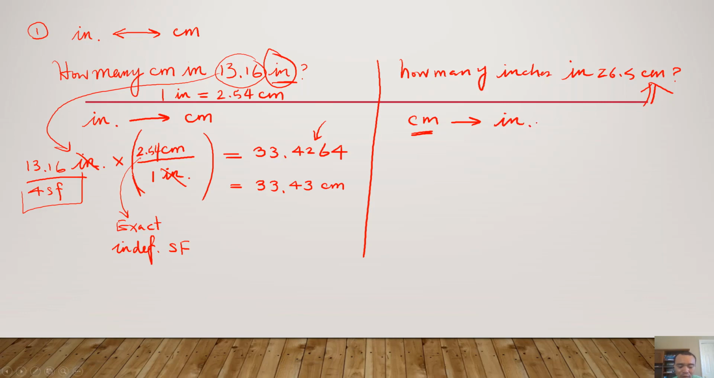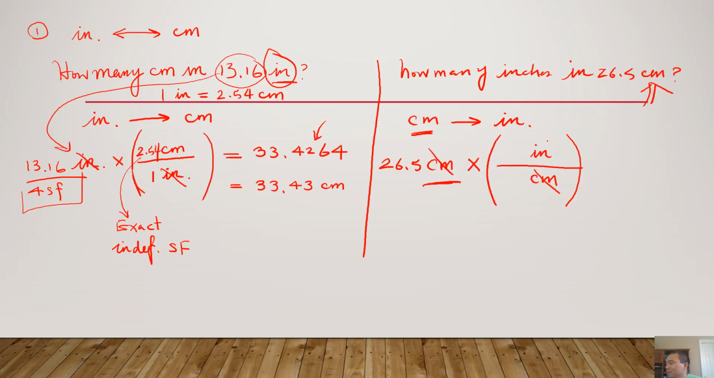Okay, we set it up without the numbers first. You start with what is given, which is centimeter in units, times a unit factor or conversion factor whose value is 1. So whatever number times 1 does not change the value. Okay. By the way, we have 26.5 centimeter to begin with. Okay. So to convert centimeter to inch, centimeter must be cancelled out. So inch must be the numerator. Okay, and we do know the numerical relationship is 1 inch is 2.54 centimeter.